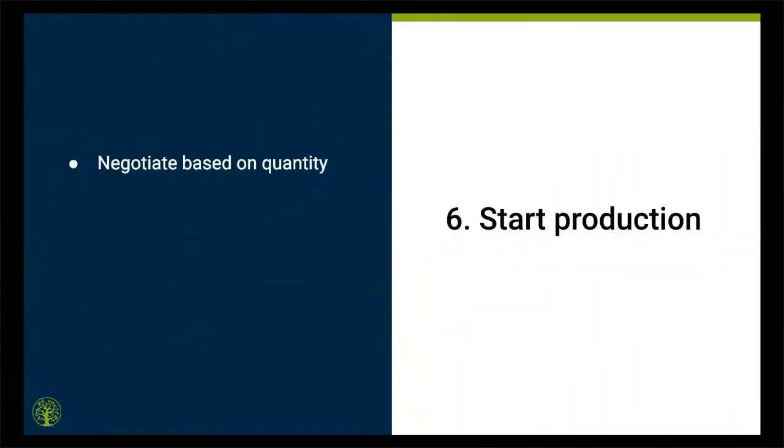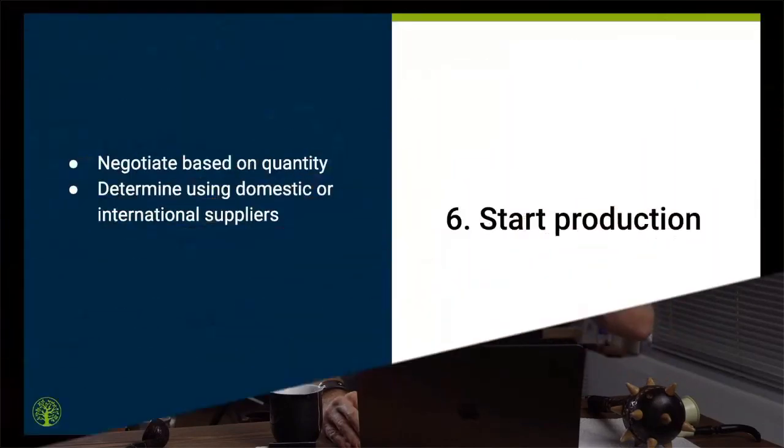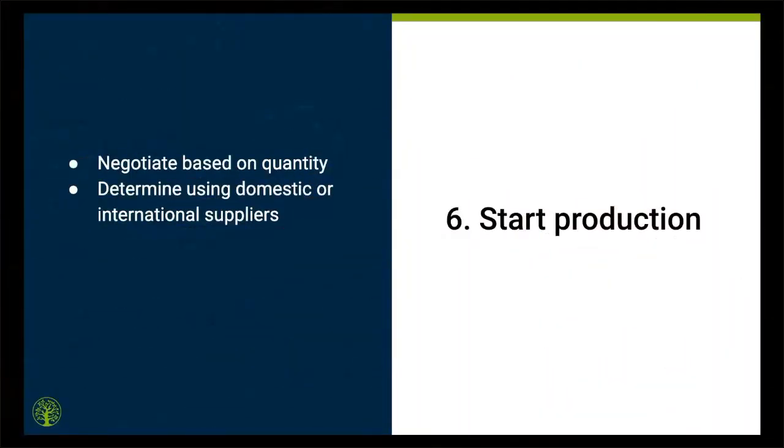Okay. Next step, and then I'll get to your questions. Last step, guys, you're going to start production. When you go into production, you want to negotiate based on quantity. Now, there's several options to do this. You have to decide, are you going to have it produced domestically or internationally? We do both. Internationally doesn't just have to be China.